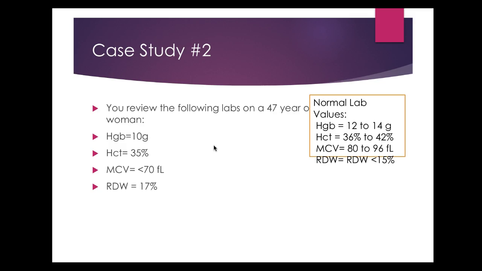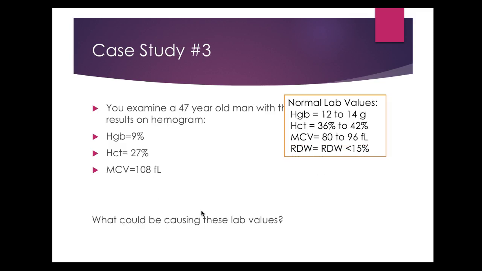So the second one is a 47-year-old woman. Your hemoglobin's 10, so that's low. Hematocrit's 35, that's low. Now your MCV is less than 70, so that's low. So right away, microcytic. RDW, that's high. So the RDW is high, the MCV is low. So you're thinking, what? Iron deficiency anemia, okay? Why are they having that? What's the cause? You've got to find out the cause. It could be a GI bleed. Could be just iron deficient from diet, but it could be a bleed somewhere.